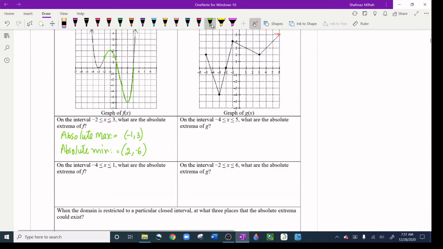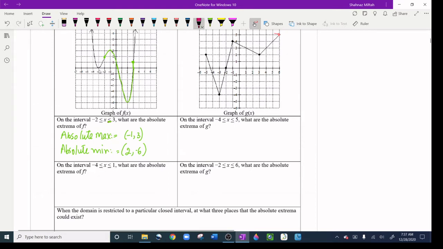I'm supposed to stop at 3 right here. This could be 3 something 3, but it's right there. I'm supposed to stop because it's a closed interval. I didn't pay attention to the closed one. But let's try this one.